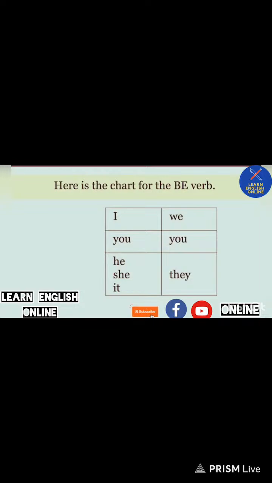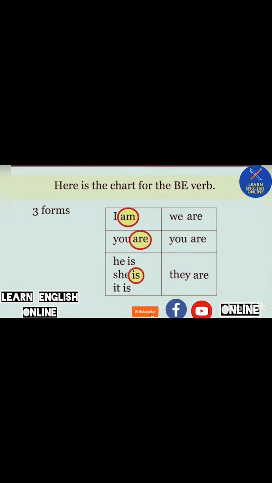Here's a chart with the pronouns, and here are the forms of the be verb. I am, you are, he is, she is, it is, we are, you are, and they are. You can see there are 3 forms of the be verb.